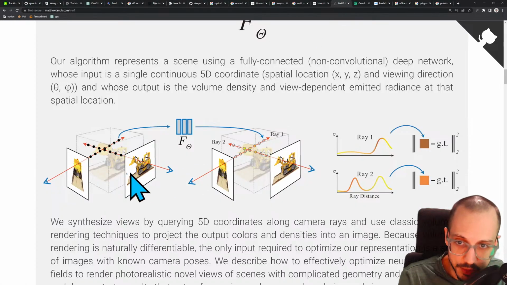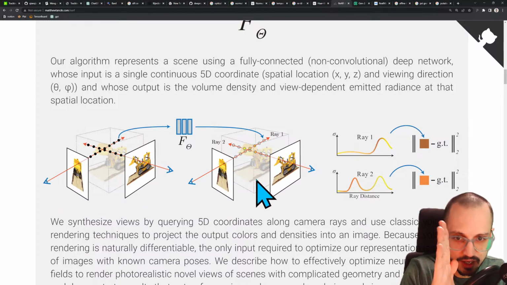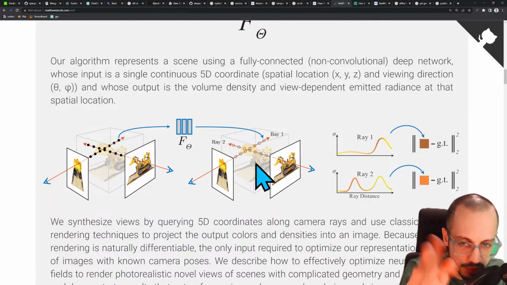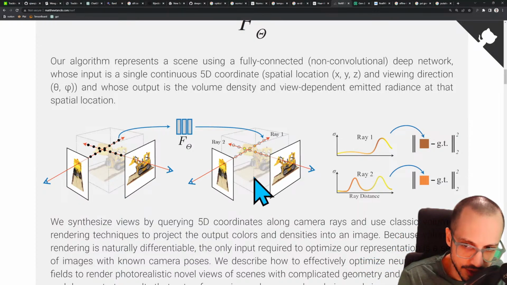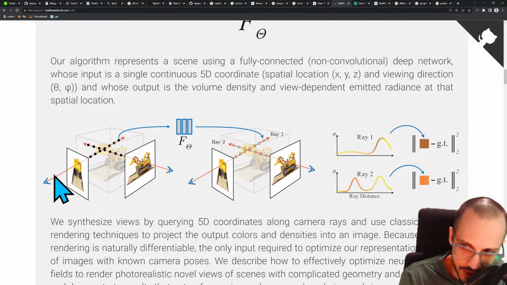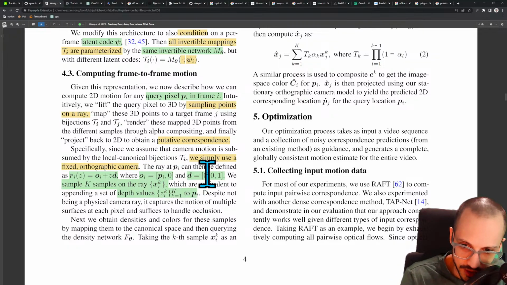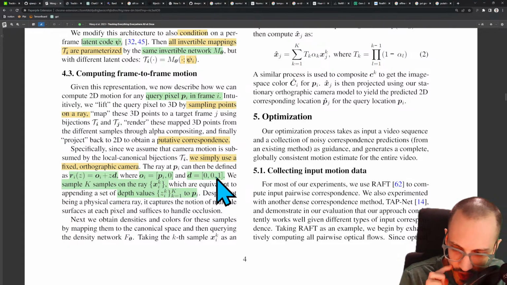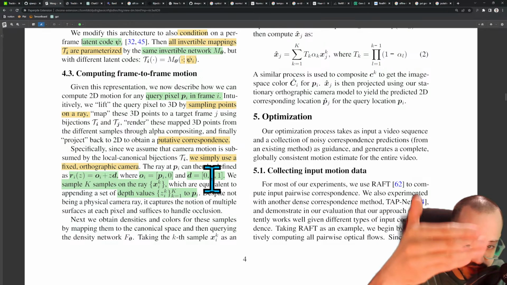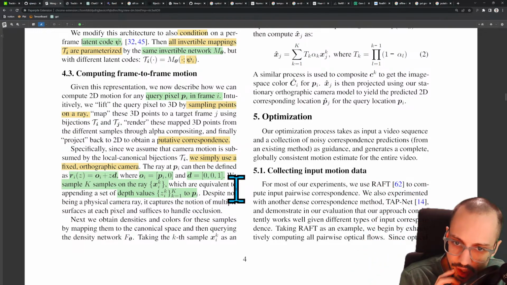So in a normal NeRF, you see how this ray is kind of angled. You're generally not going to get a ray that is perfectly perpendicular, orthogonal and parallel to the dimensions of the volume. But here that seems like exactly what they're doing. The direction of the ray is perfectly flat, right? 0, 0, 1. And then the samples are along this depth in the volume. Despite not being a physical camera ray, it captures the notion of multiple surfaces at each pixel and suffices to handle occlusion.